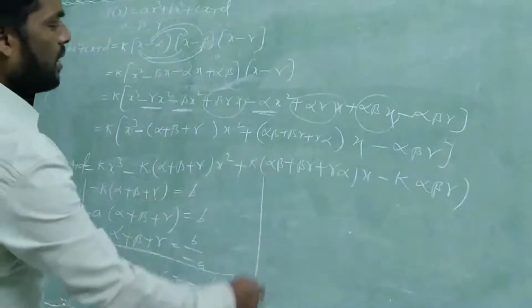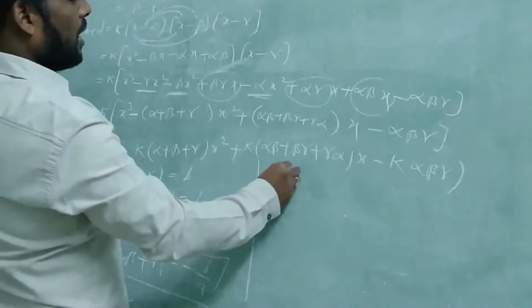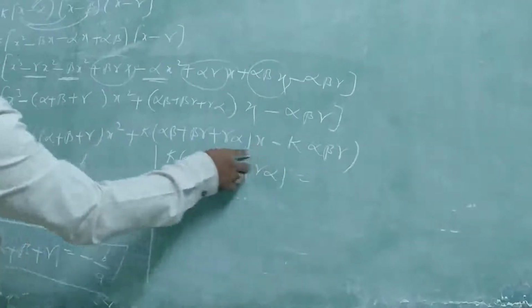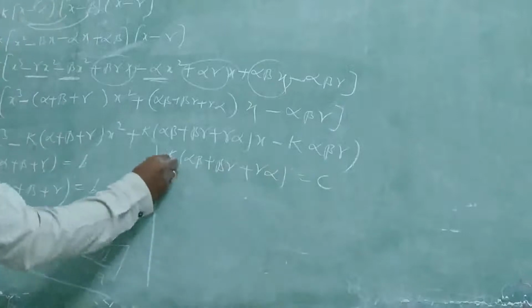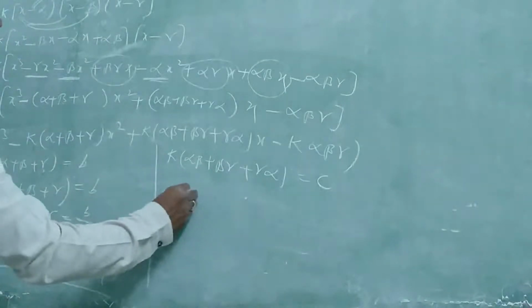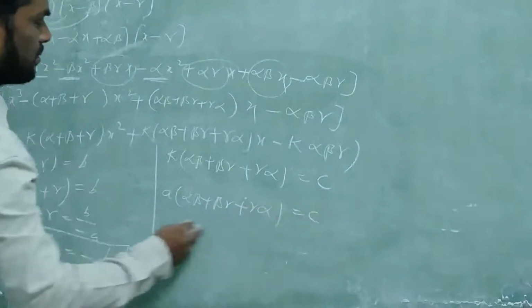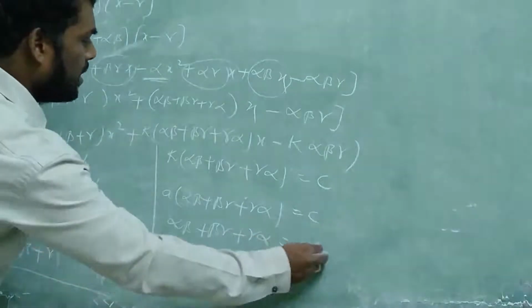And the third one is comparing coefficients of x. K into alpha beta plus beta gamma plus gamma alpha is equal to the x coefficient, here the x coefficient is c. So k value is already a, so a into alpha beta plus beta gamma plus gamma alpha is equal to c. So alpha beta plus beta gamma plus gamma alpha is equal to c by a.